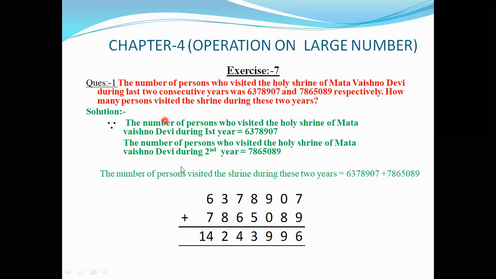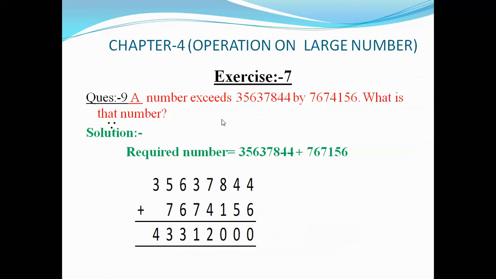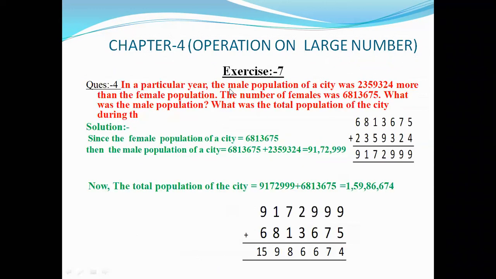So the total number of persons who visited the shrine during these 2 years, when we add them, this number and this number, we get the ones, tens, hundred, thousand, 10,000, lakh, 10 lakh and crore. 1 crore 42 lakh 43,996. In this way we can find the solution of question number 1. Now question number 4 of this exercise 7.